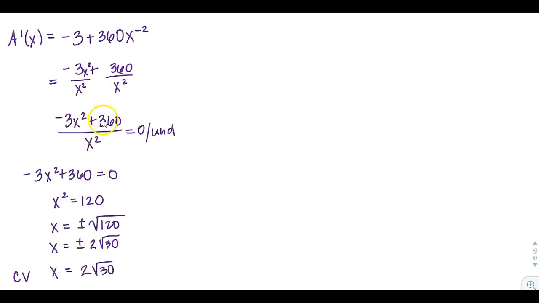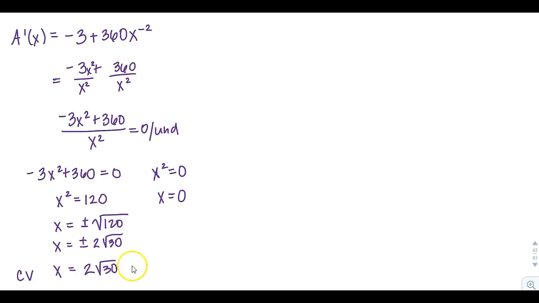And to determine where the derivative is undefined, we set x squared equal to 0. So we get x equals 0, but that doesn't make sense. We can't have the base of a frame equal 0 and still manage to have any area involved. So my only critical value is 2 radical 30. We want to show that at this critical value we have a maximum, since we're trying to find the largest printed area.